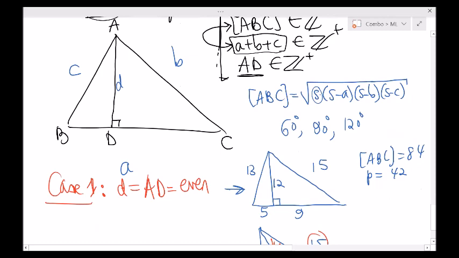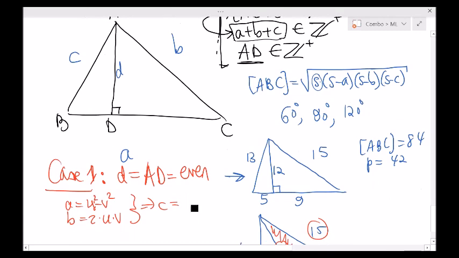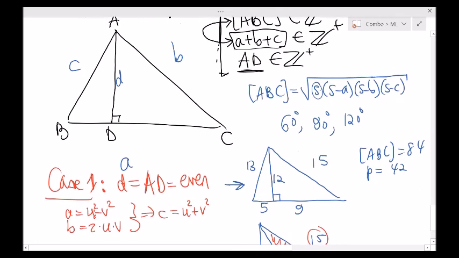So the parametrization for ABC was A was U square minus V square, B was 2 times U times V, and C was U square plus V square. Okay, there you go. All right, so all I need is, why don't I create two parameterizations?